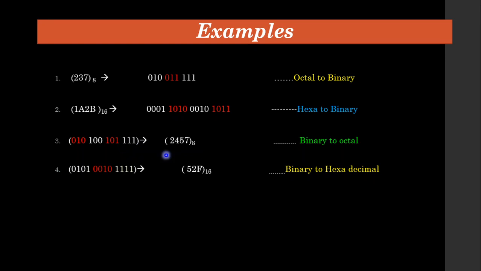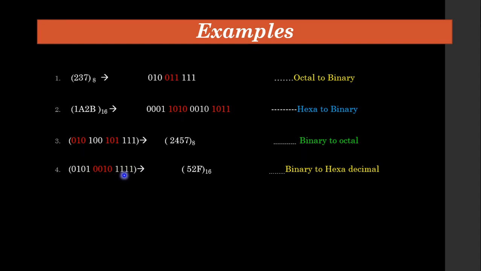So this 111 is 7, so write this 7. 101 is 5, so write this 5. 100 is 4, so write this 4. And then 010 is 2, write this 2. So 2457 is the value in octal. The base is 8.